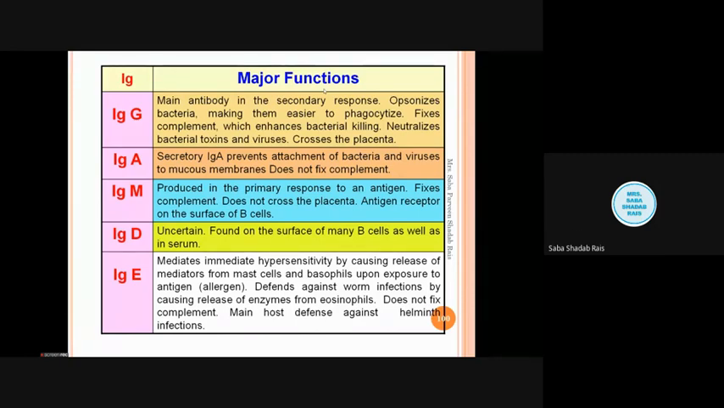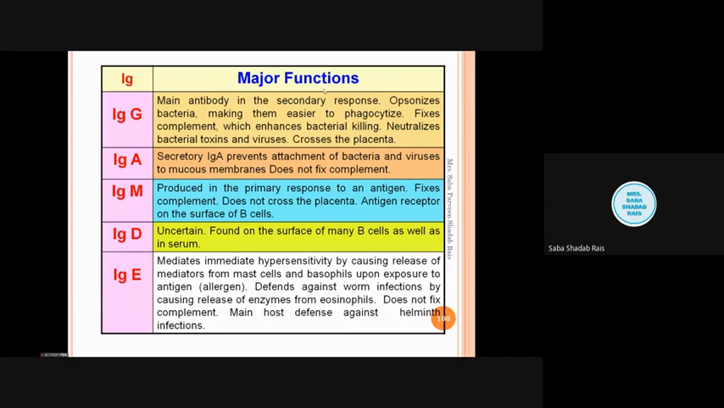Then it can fix the complement, which enhances bacterial killing. We know complement activation punches holes in the bacterial cell wall. It can neutralize bacterial toxins and viruses. It can cross the placenta. Next, IgA secretory antibody can prevent the attachment of bacteria and viruses to the mucous membrane. It cannot fix the complement. One more thing we need to remember, it is present in dimer form in the secretions.